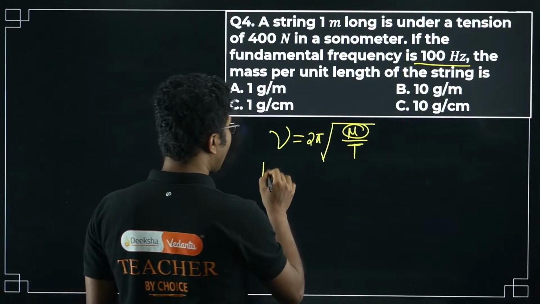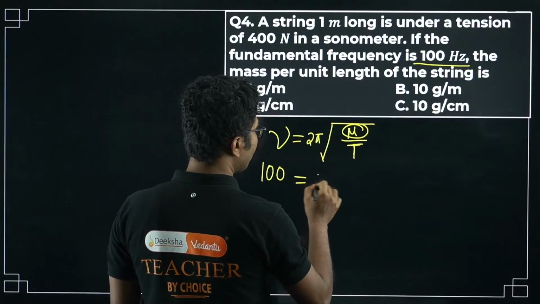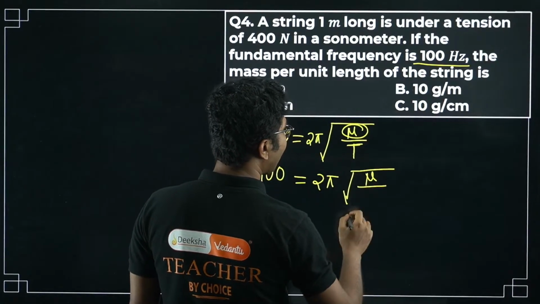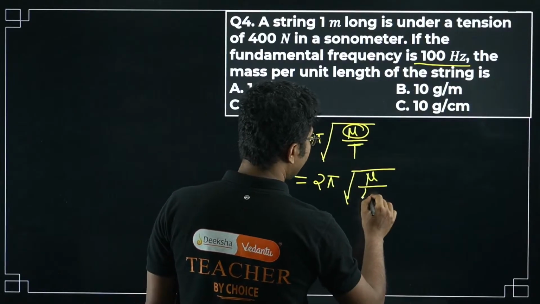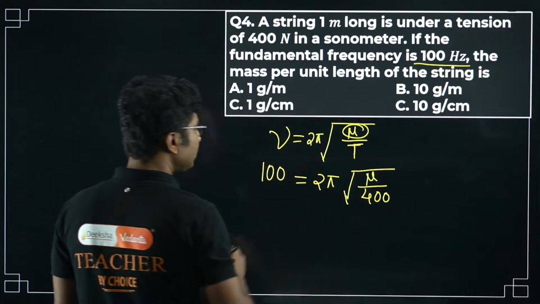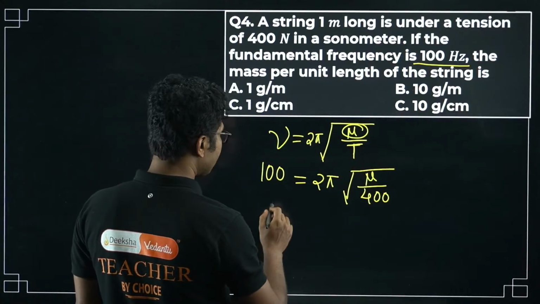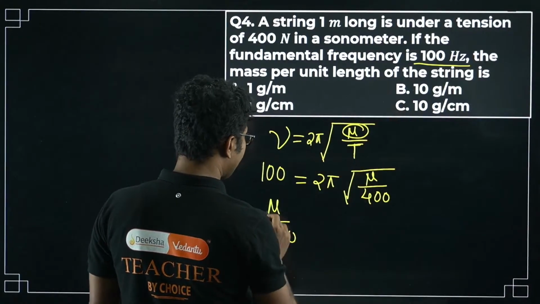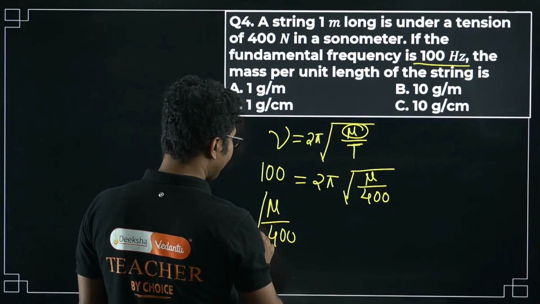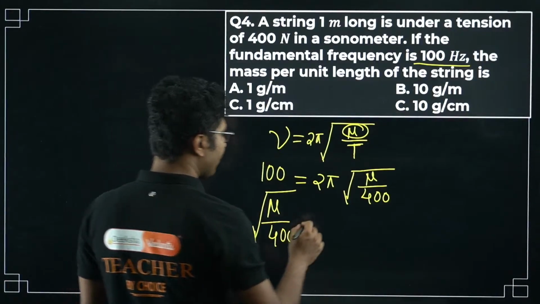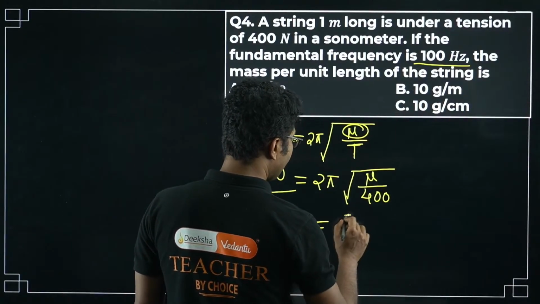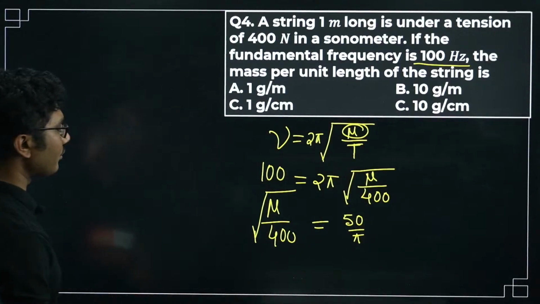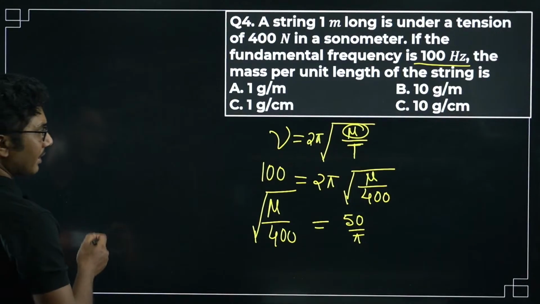Now you have to find what is the mu for this object. So 100 equals 2 pi into square root of mu by 400 Newton. So let's calculate it. So mu by 400, I think if it was 100 pi, that would have been a little bit better value. So let's see if we can find the answer or not. So it will be 50 by pi. Now you have to do the square root on both sides.